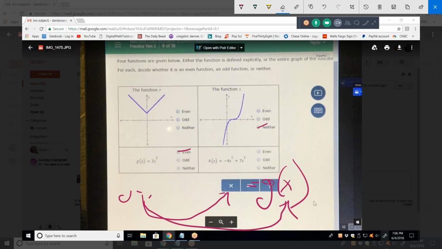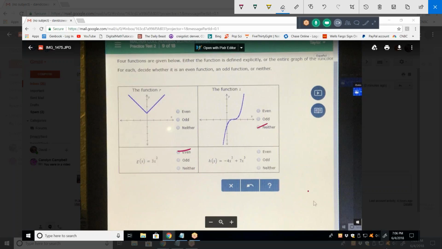Okay? So what are we going to have to do with this fourth one? We've got to evaluate what? Negative x. Okay, so we want to know what h of negative x is. So tell me what to write. It would be negative 4 times parentheses negative x to the 5th, plus 7 times parentheses negative x to the 3rd.